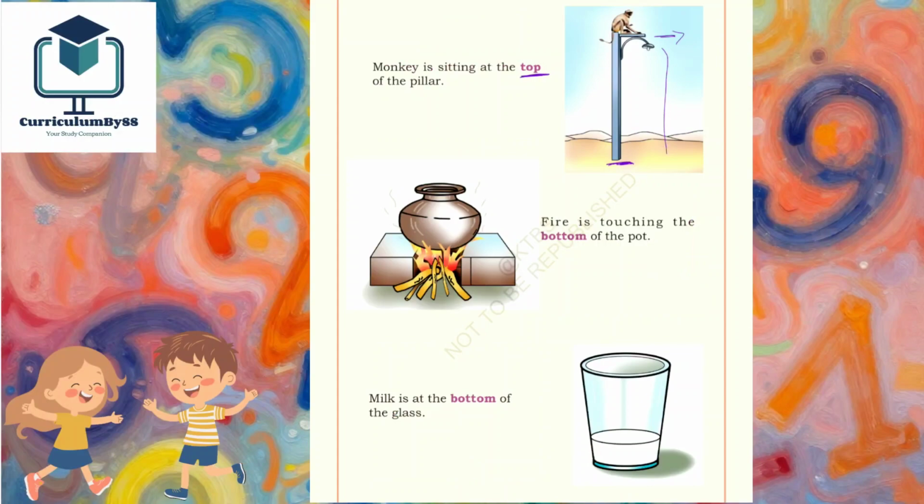Next, this is the pot on the fire and this is the bottom and this is the top. So fire is touching the bottom of the pot. For the pot, this is the top and this is the bottom. So where is fire? Fire is at the bottom.